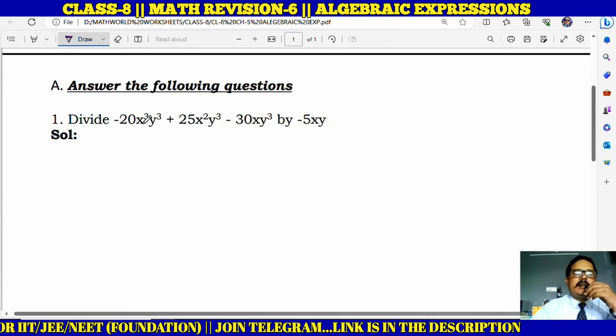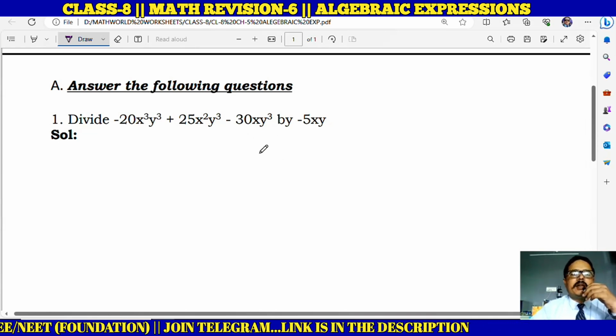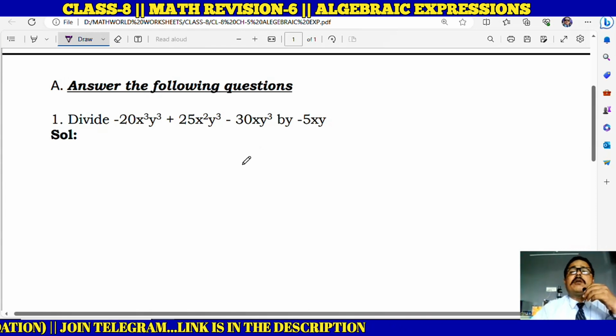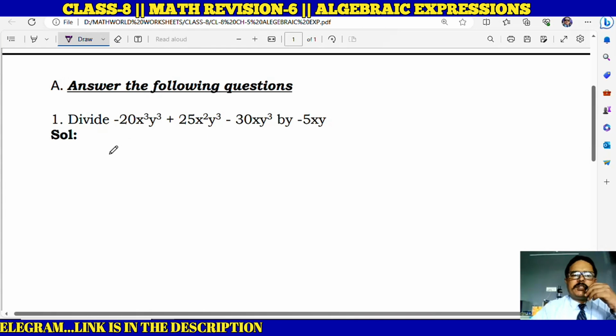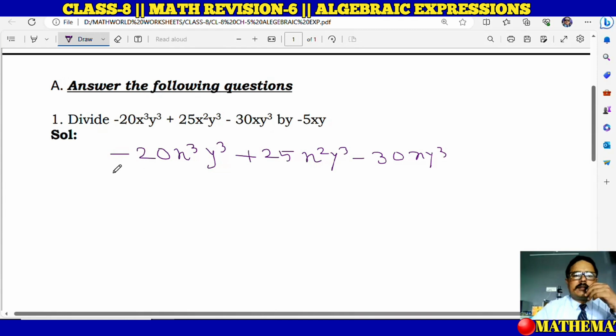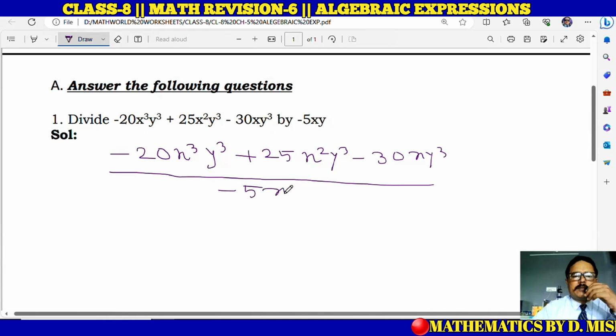So let's start the class, where the first question is divide, and the question is on your screen. Minus 20x cube y cube plus 25x square y cube minus 30xy cube by minus 5xy. So this is a type of division, polynomial by monomial. So first we will write the expression like this: minus 20x cube y cube plus 25x square y cube minus 30xy cube upon minus 5xy. After this we will split the terms.